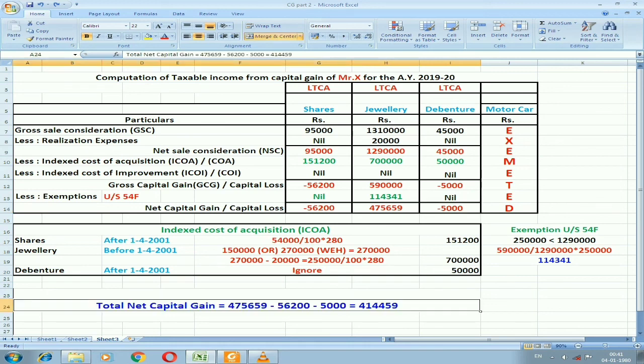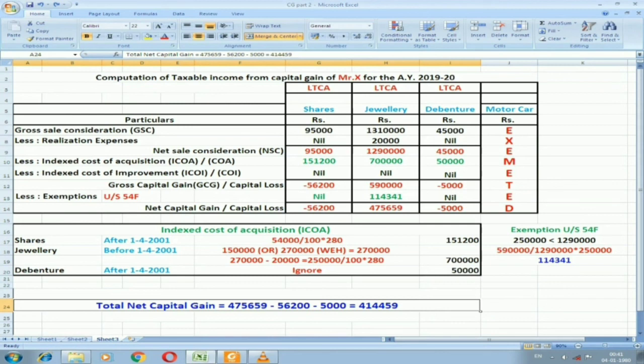So we need to do the total of all these three. I'm taking the positive value first and the other two negative values. 4,75,659 minus 56,200 minus 5,000, I'll get total net capital gain as 4,14,459. Follow the step-by-step procedure, then the illustration will be simple and you can easily solve.